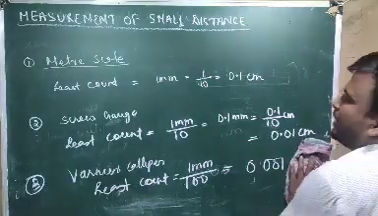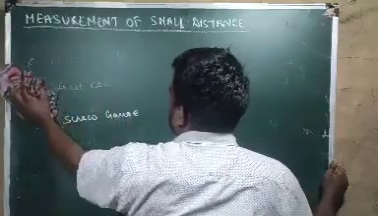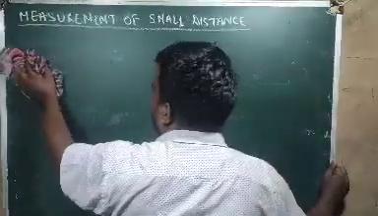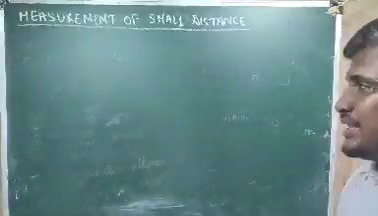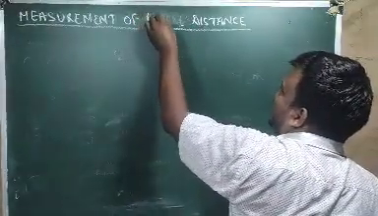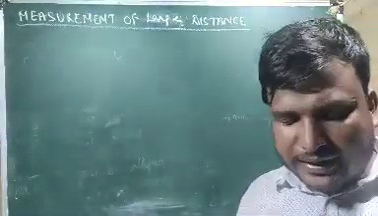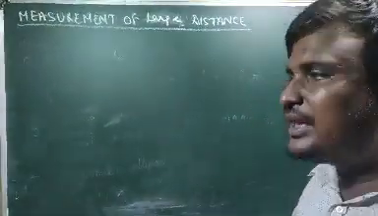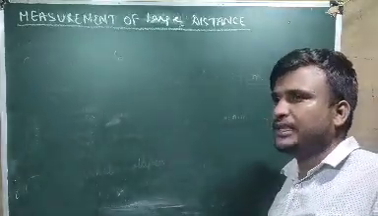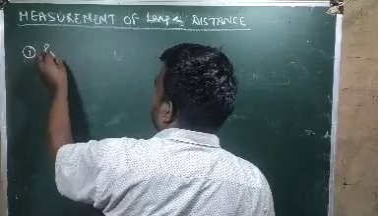Now let's see the measurement of large distances. In what unit are large distances measured? We only know some specific units like millimeter, meter, kilometer, but above that we don't know. If you want to measure large distances, there are different scales for that. Number one is called the light year.